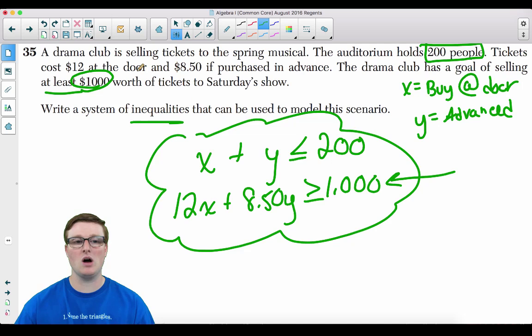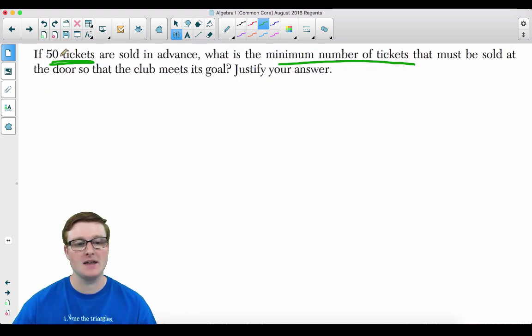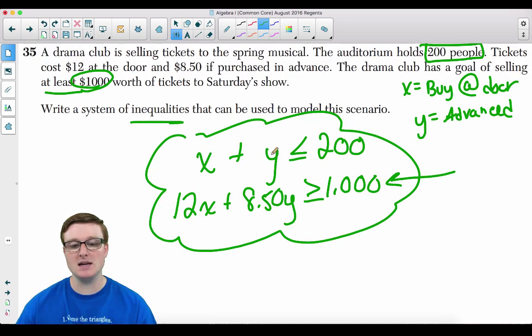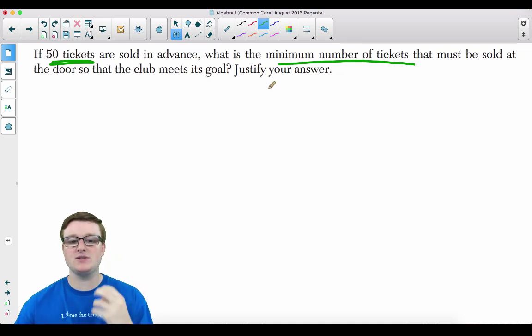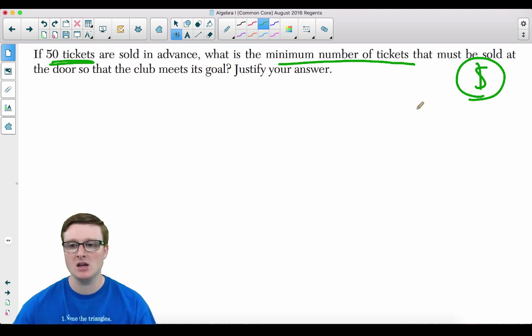We're going to use the second inequality because, look, people thought 50 tickets are sold in advance. They immediately plugged in for Y. They said X must be 150. No, not how it works. They want to figure out what is the minimum number of tickets to reach their money goal. This is all about money. We're talking about money. So we're going to use a second inequality.